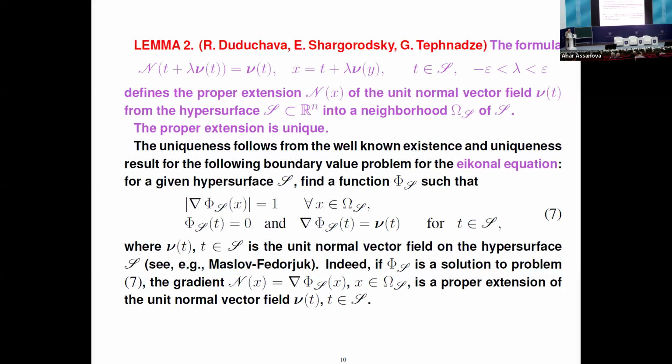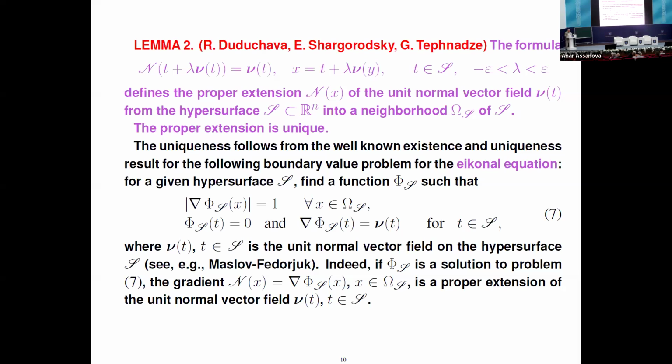It is remarkable that the inverse assertion is also valid. It was proved by Massari and Miranda in their book that if we have some vector field which is of gradient type, then there exists a surface where it is the normal vector field. So this statement is reversible.